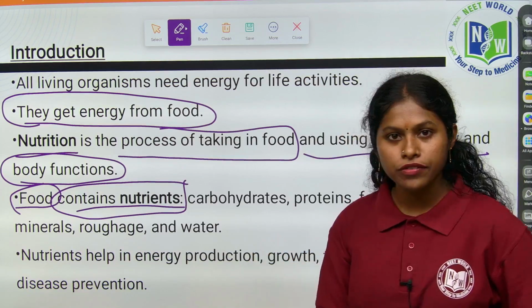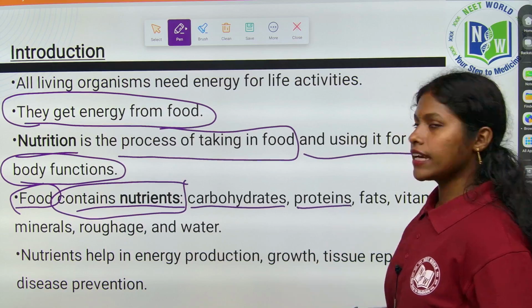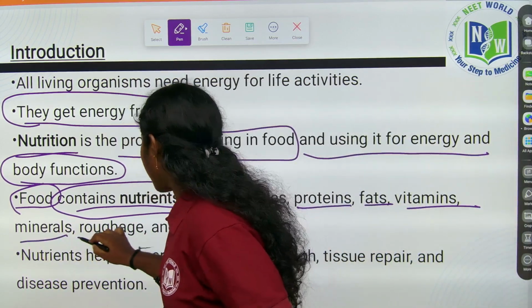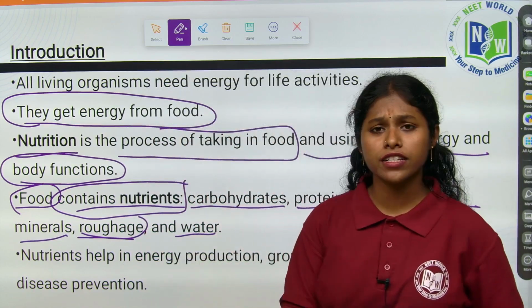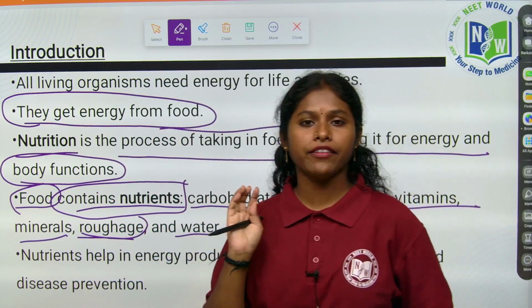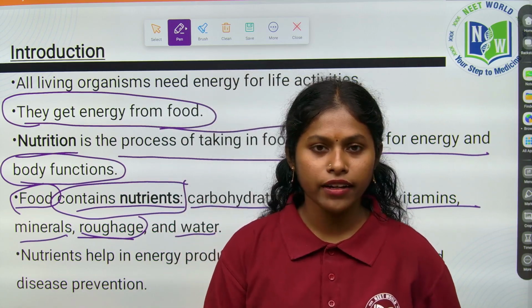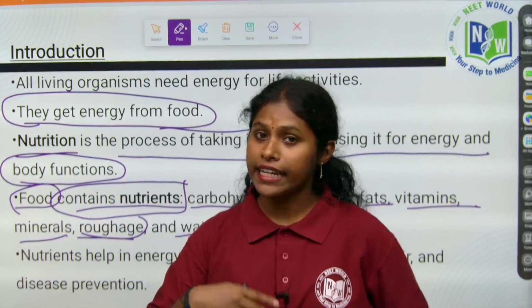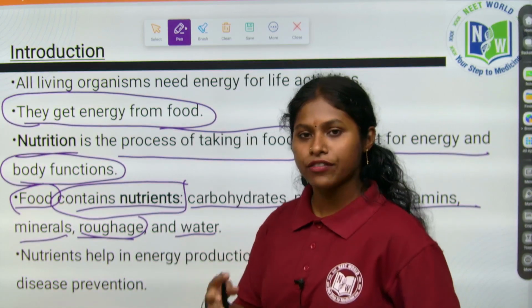What are the components of the nutrients? There may be carbohydrates, proteins, fats, vitamins, minerals, fibers, and water. All of these are required for our body. Without food we cannot live, right? Because we need energy to drive all the life activities, either externally or internally. We will get that from the food.